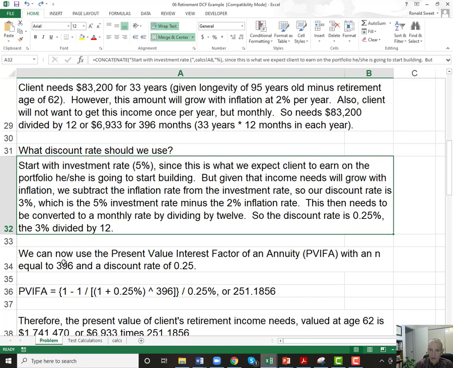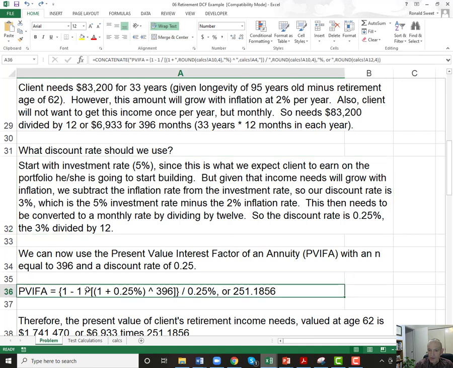Now we're doing this on a monthly basis. And so that 3% divided by 12 is 0.25%. So we're actually going to use 0.25%, and instead of 33 years, we're going to take 33 years times 12 months, and we have 396 months.